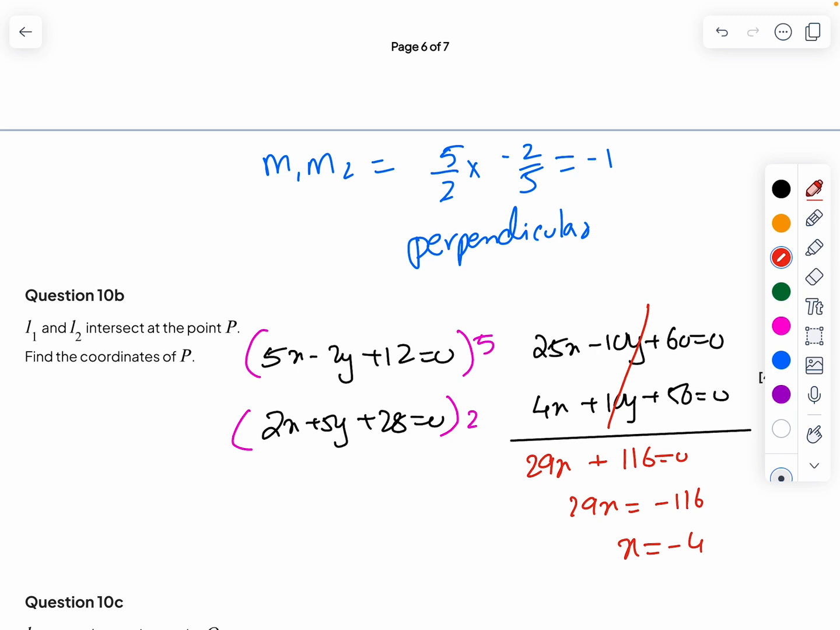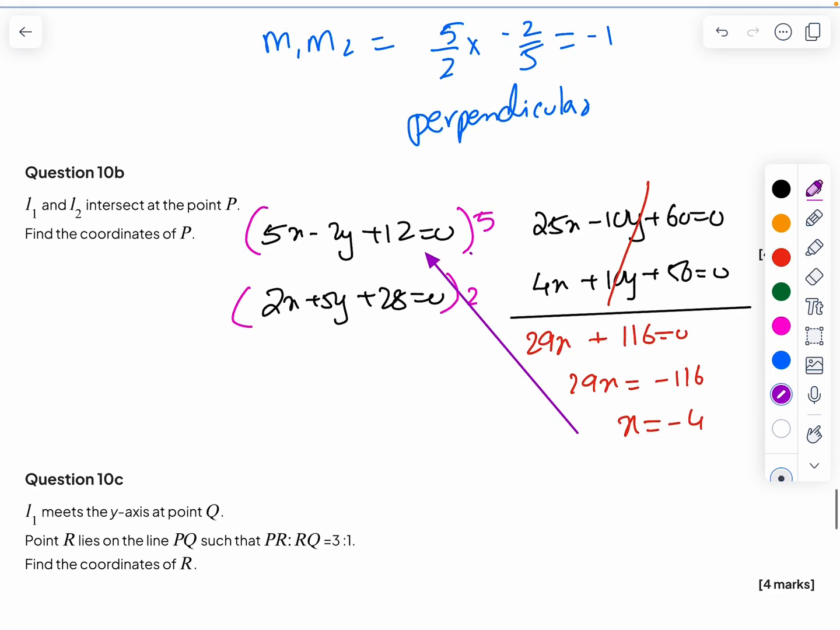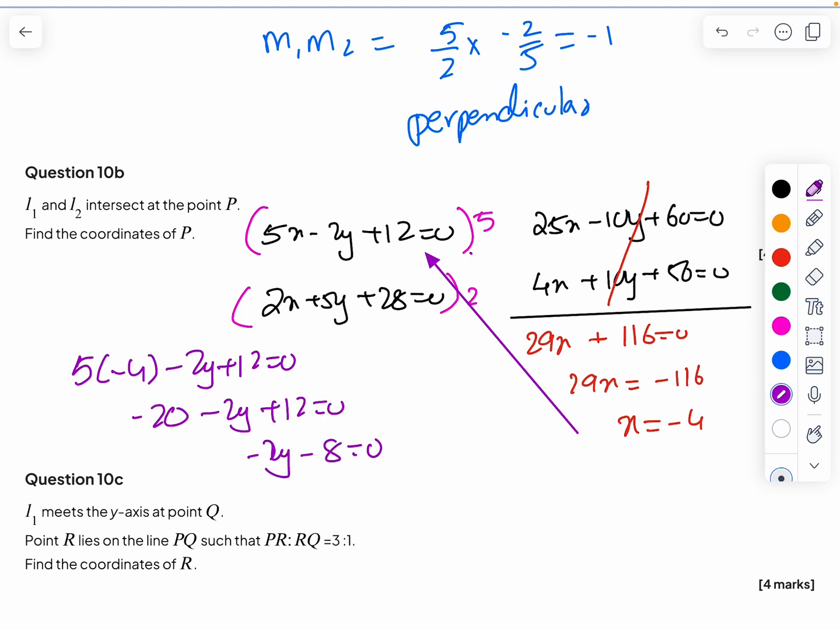Plug in x equals negative 4 in any one of the equations. So 5 times negative 4 minus 2y plus 12 equals 0. Negative 20 minus 2y plus 12 equals 0, negative 2y minus 8 equals 0, negative 2y equals 8, y equals negative 4. So what is the point? Negative 4, negative 4.